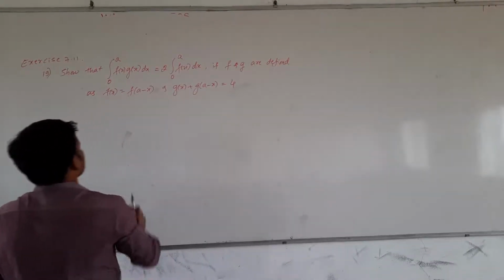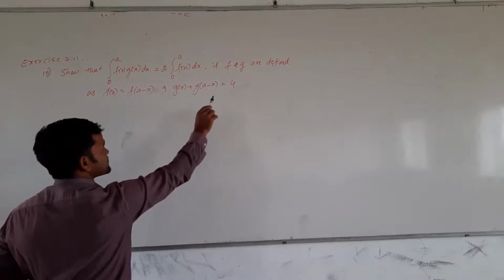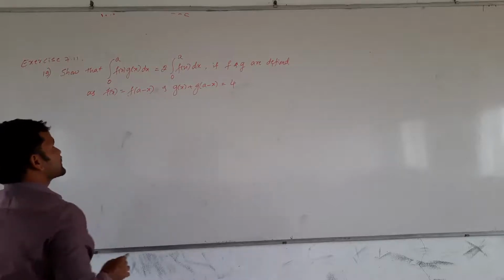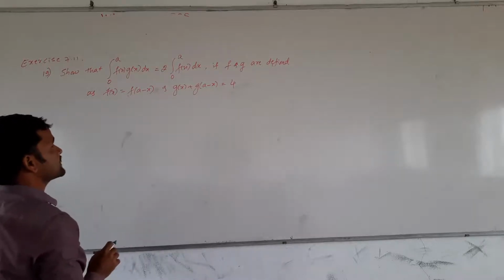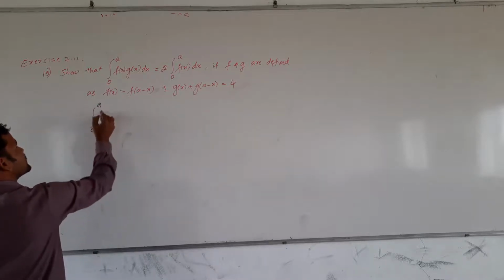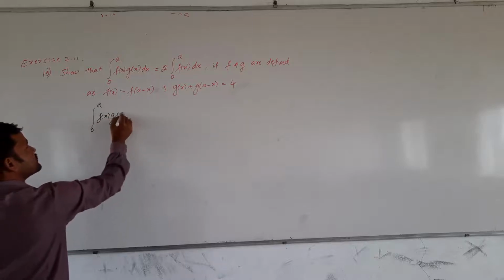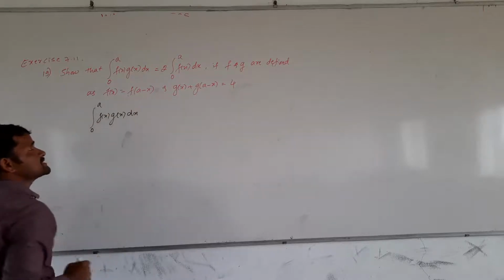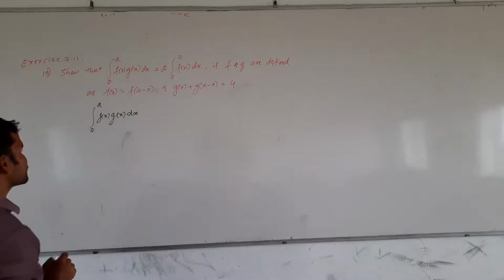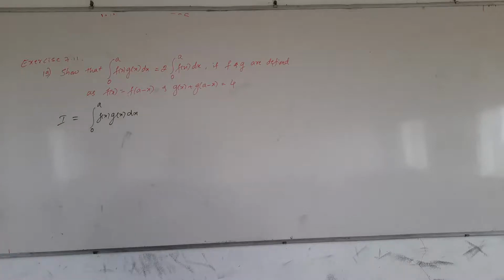You see, f of x is equal to f of a minus x, g of x plus g of a minus x is equal to 4. They have a relation, meaning the functions are related like that. We need to show integrating from 0 to a f of x into g of x is equal to 2 times 0 to a f of x dx. That we have to show. Okay, let me take I is equal to 0 to a f of x into g of x dx.